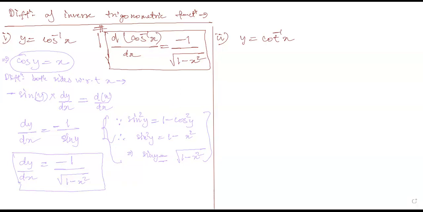But we can easily find out the differentiation of any ITF using the same expression. Interpret it like this: y is equals to cos inverse x, right? So dy by dx is minus 1 upon root over 1 minus x square. Now, for example, let's say this is not cos inverse x. This is cos inverse of x square, or cos inverse of log x.